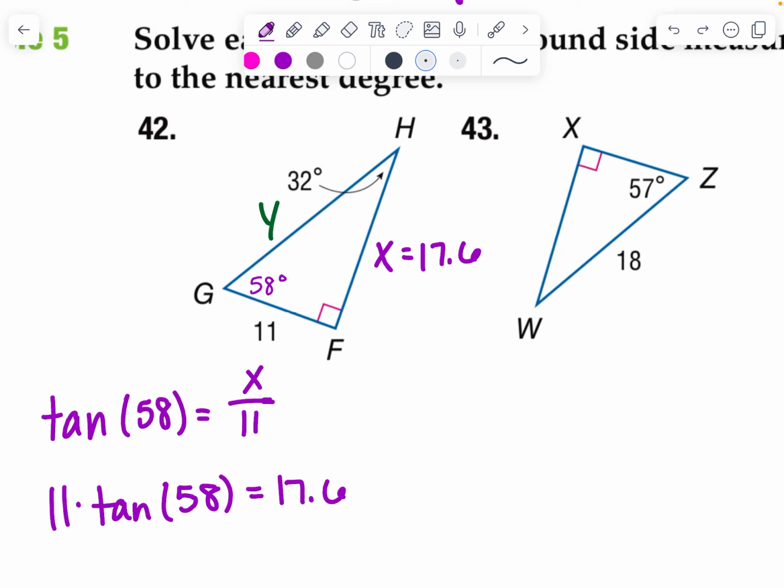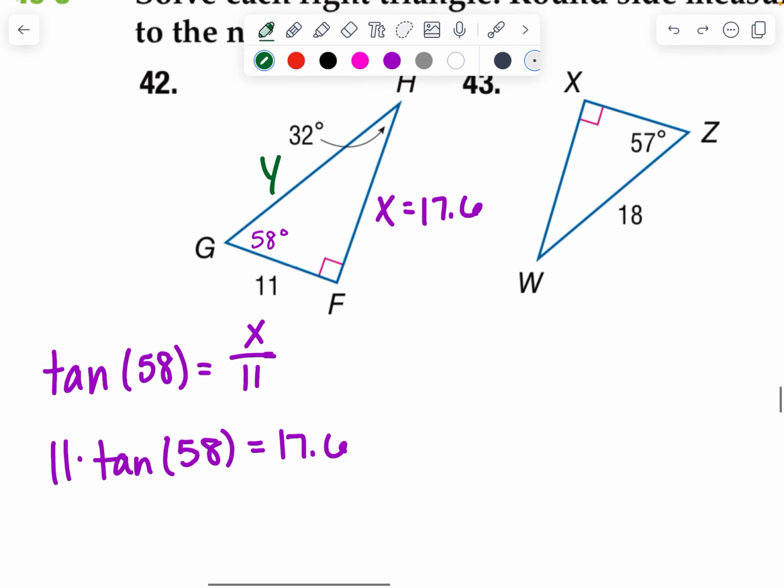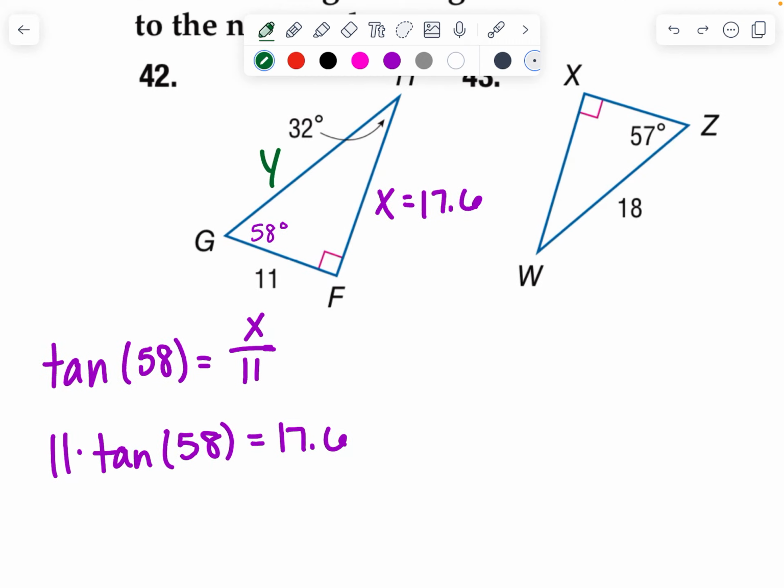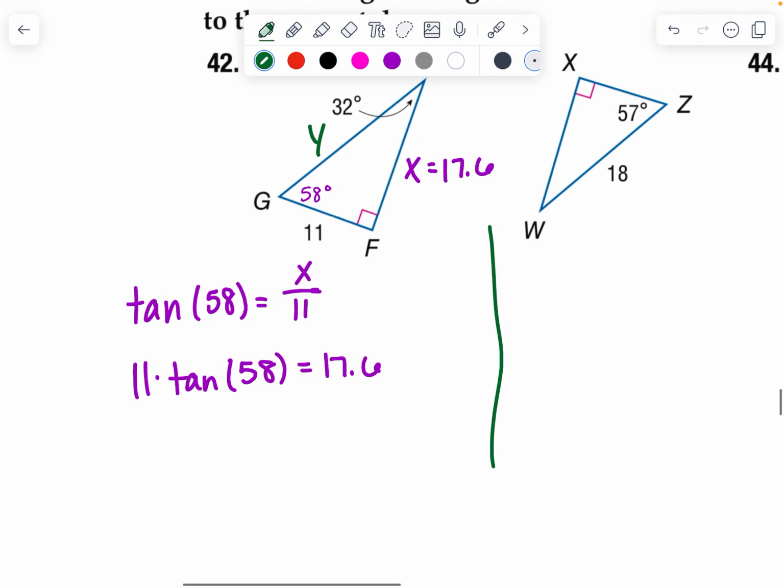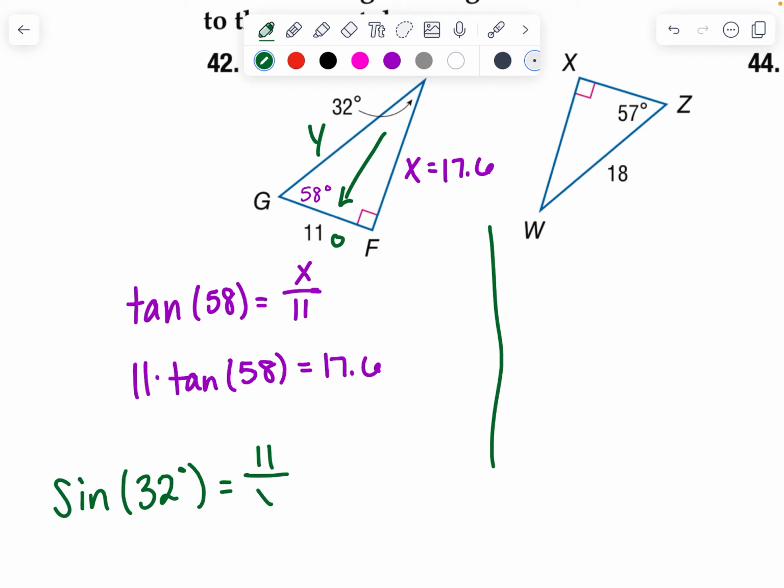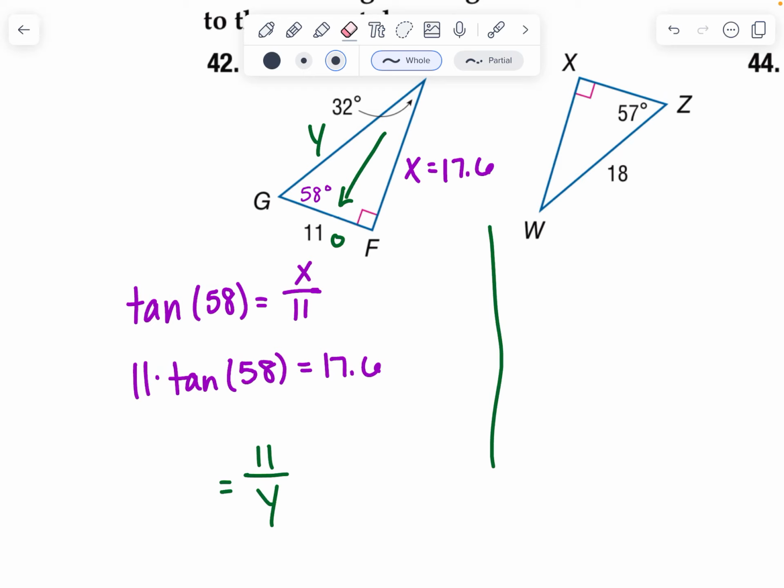And of course, you could do your Pythagorean theorem from here. I just think it's nice to use sine, cosine, and tangent. So maybe for the y, I'll use 32 degrees. This is opposite, that's hypotenuse. So sine of 32 is your opposite over the hypotenuse. Or I could switch this up and say y equals 11 over the sine of 32.